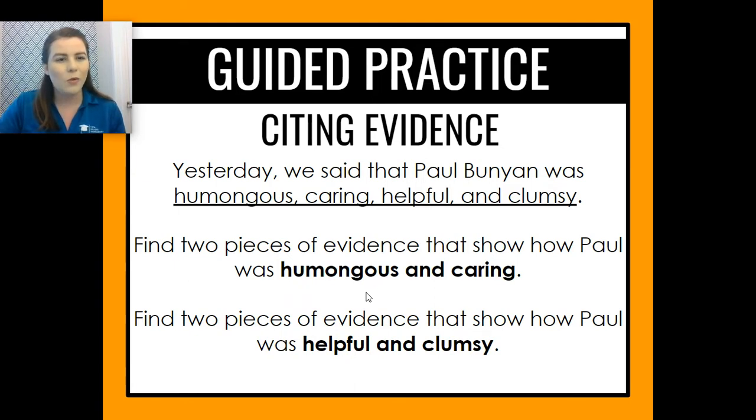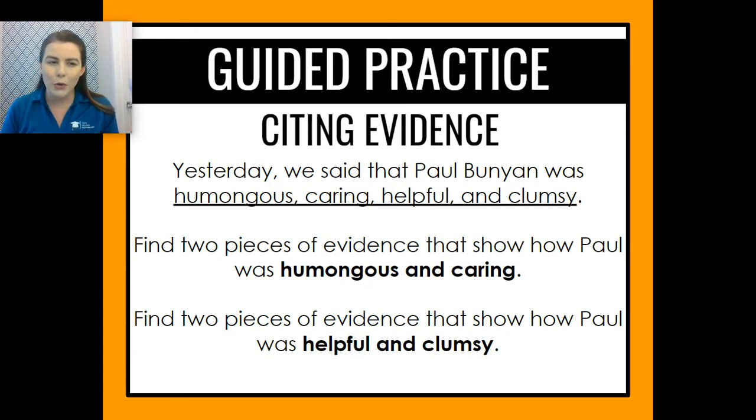We're going to talk about how we cite evidence. Yesterday, when we were filling out our forms and after we had read through the text, we said that Paul Bunyan was humongous, caring, helpful, and clumsy. Today, we're going to talk about how we find pieces of evidence that show two of the character traits.